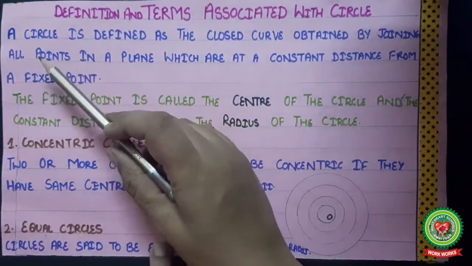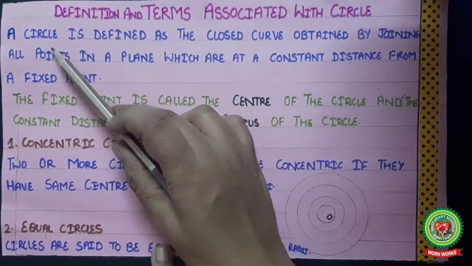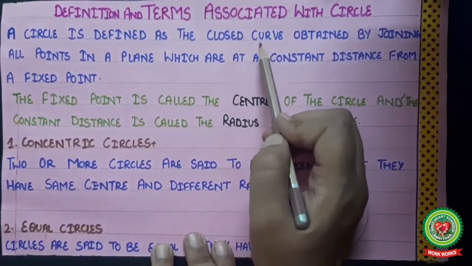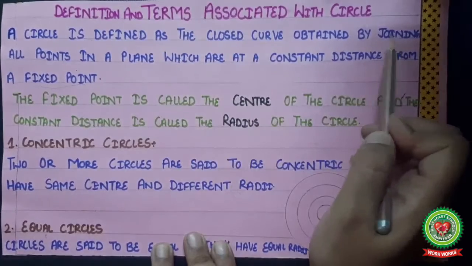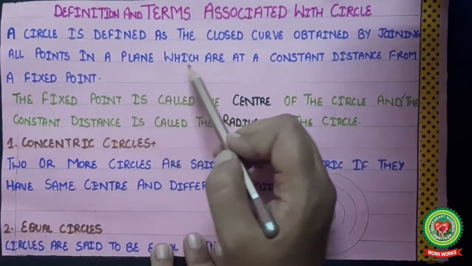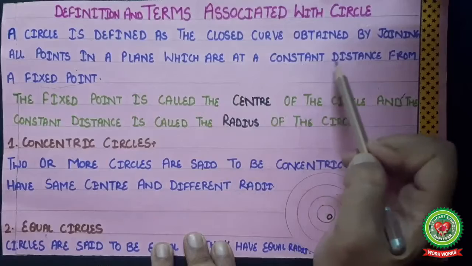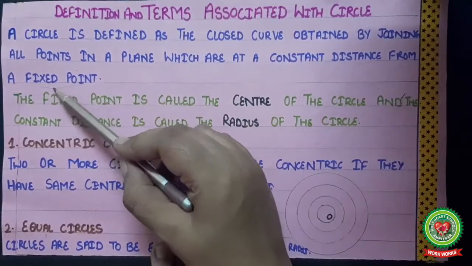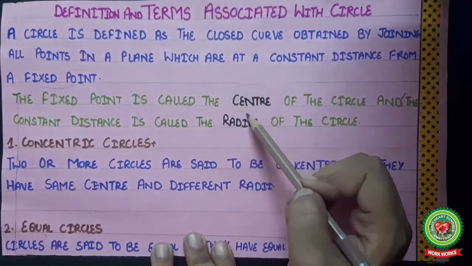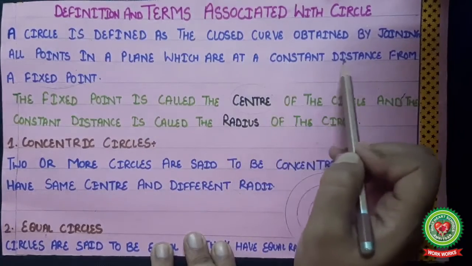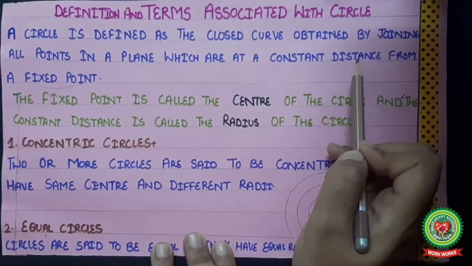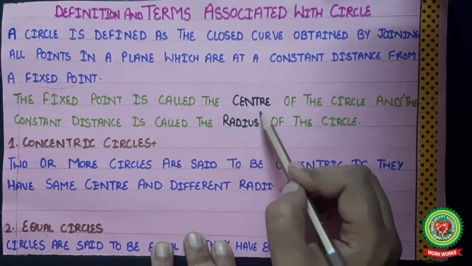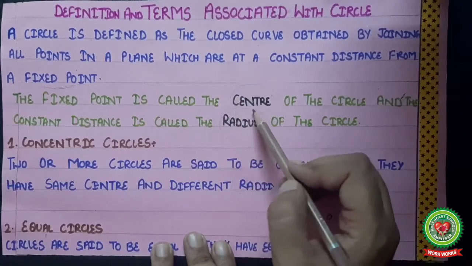Children, let's do the definition of the topic circle. What is a circle? A circle is defined as a closed curve. It is a closed curve obtained by joining all points in a plane which are at a constant distance from a fixed point. So children, the fixed point which I have written here is called the center of the circle, and the constant distance is called the radius of the circle. So distance will be the radius and fixed point will be the center.